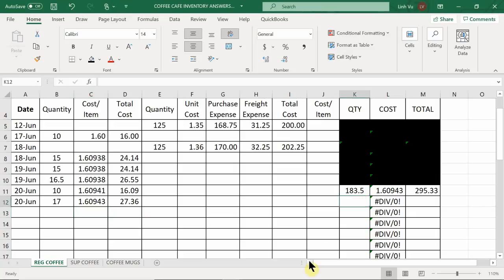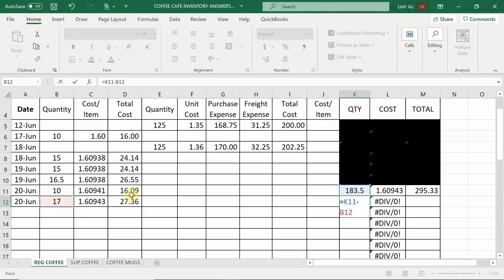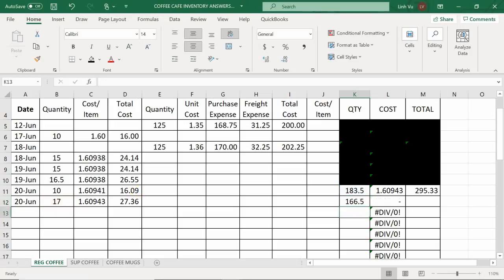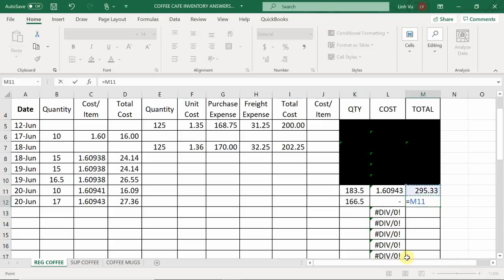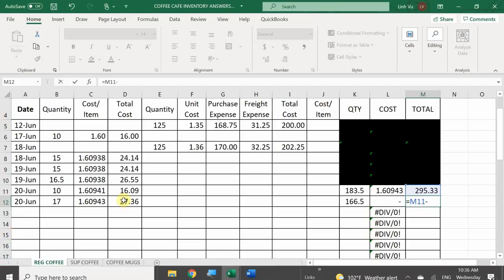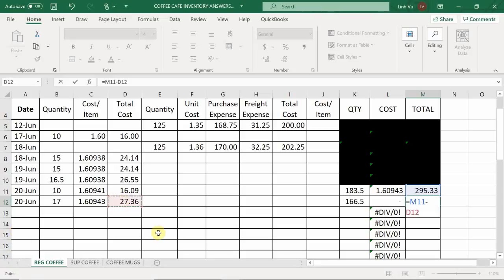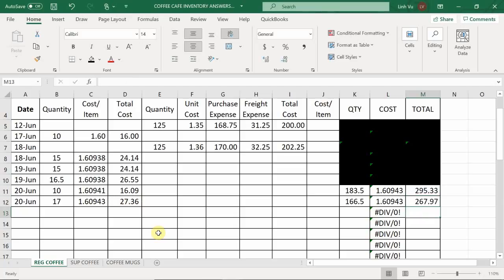$27.36. So let's go ahead and update our inventory. If I had 183.5 and I sold 17 pounds, how much should I have left? 166.5. Same thing for our total. If I have 295.33 and I sold $27.36, how much should I have left? 267.97.